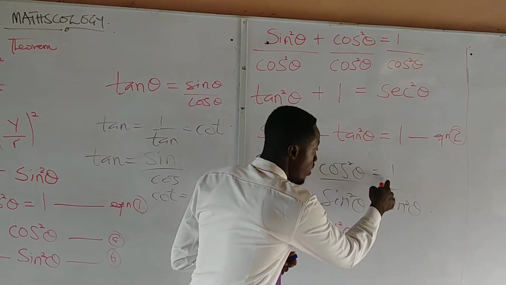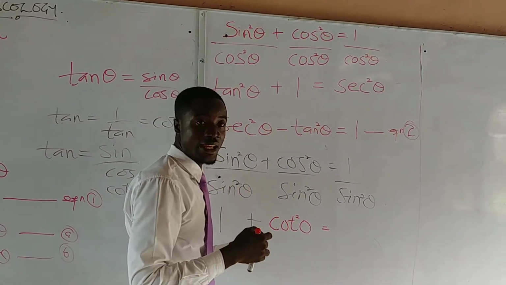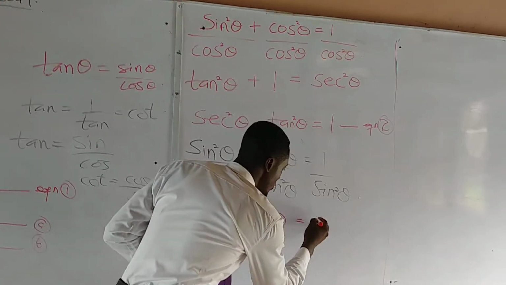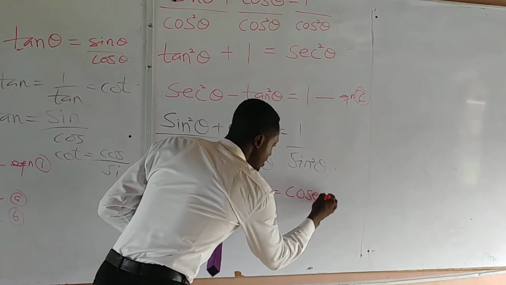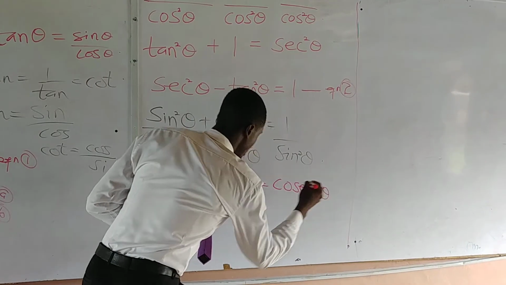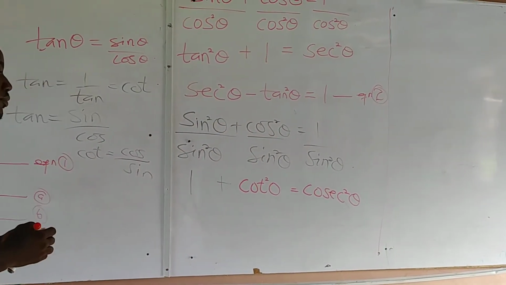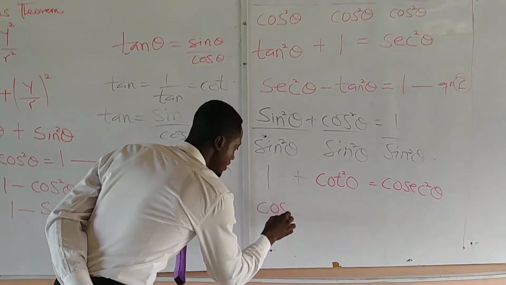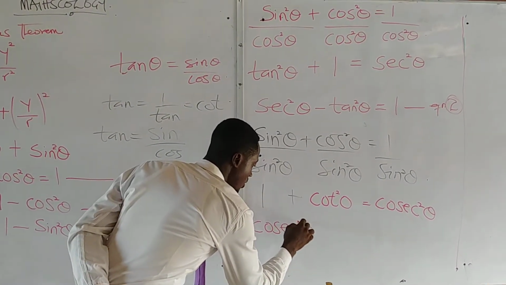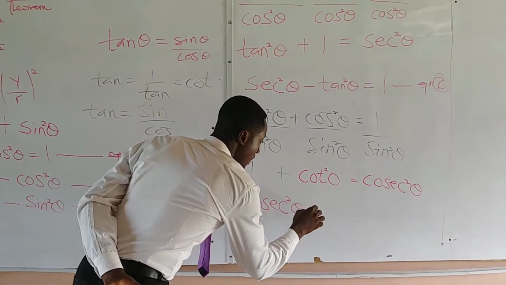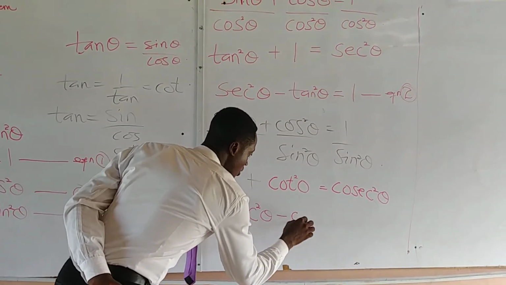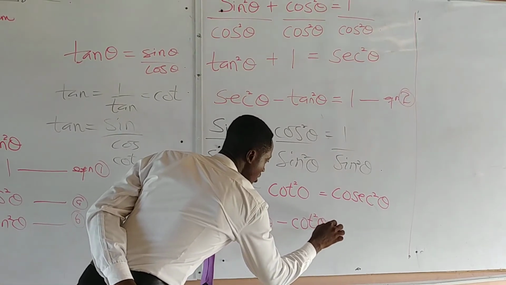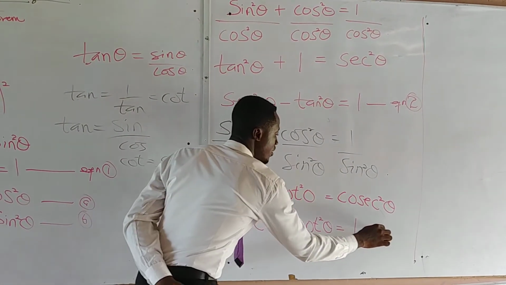This will be equal to 1 on sine. That is inverse of sine is cosec. So we have cosec theta squared. So we can also say that cosec theta squared minus cot theta squared equal to 1. Equation 3.